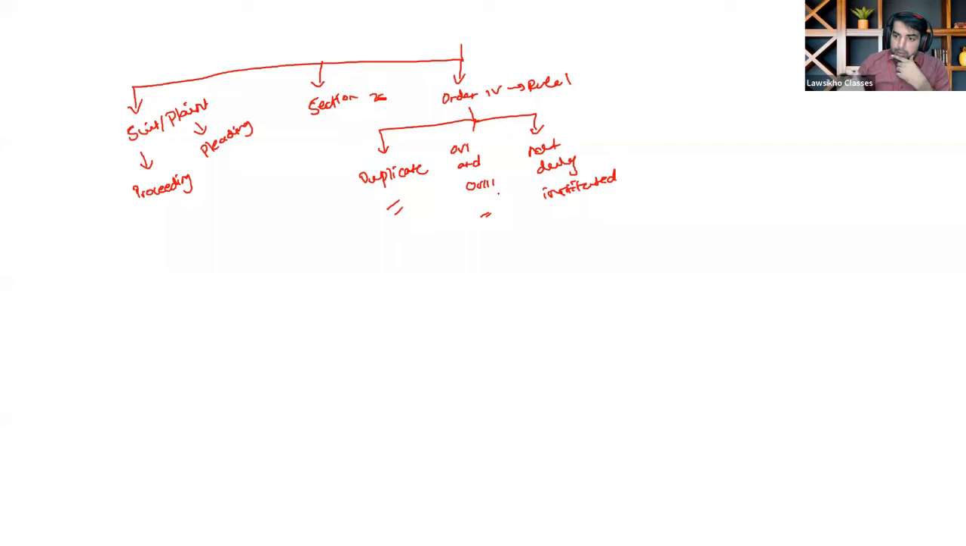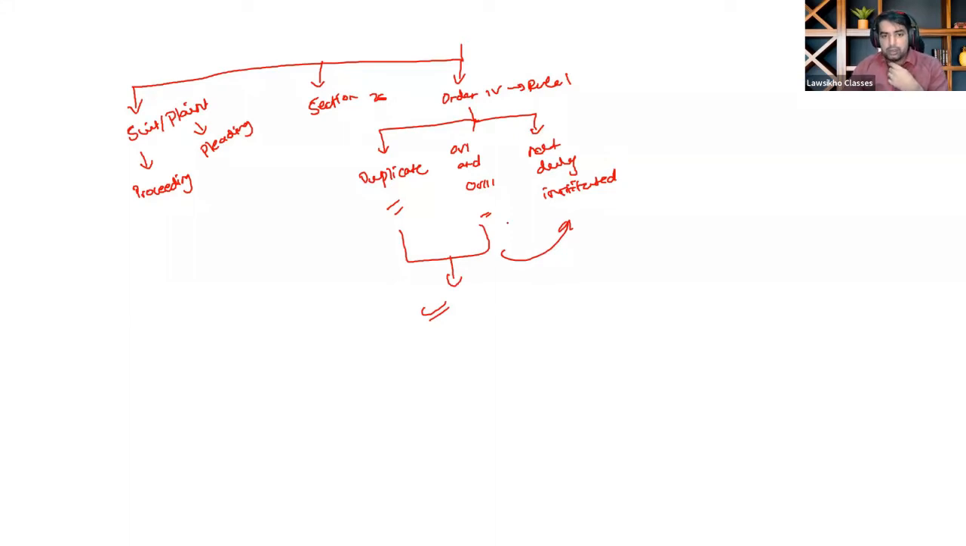I told you that order 4 rule 1 is very important. It provides that plaint has to be in duplicate. It should comply with order 6 and 7. And if these 2 things are not fulfilled, then it is not duly instituted. So वो duly instituted नहीं माना जाएगा. ठीक है. These were the few things that we went on to understand.